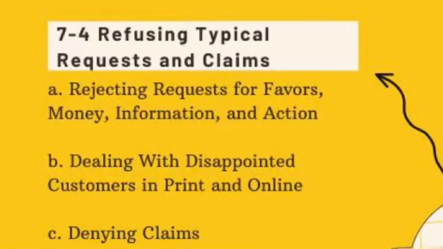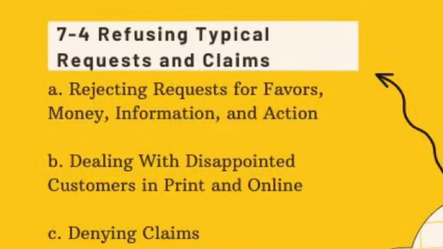The next part is reviewing typical requests and claims. When you must review typical requests, first think about how the receiver will react to your refusal and decide whether to use the direct or the indirect strategy. And so this part is divided into 3 points.